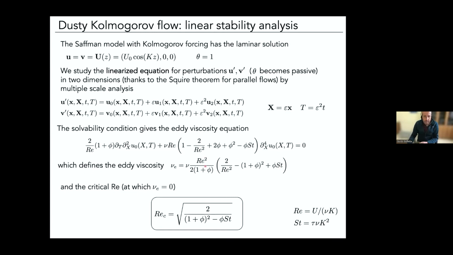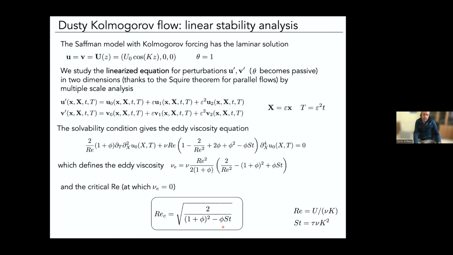So from this expression of the viscosity, you define the stability. The critical Reynolds number is the Reynolds number at which the eddy viscosity changes sign and becomes negative, which means instability. The expression is this simple one.